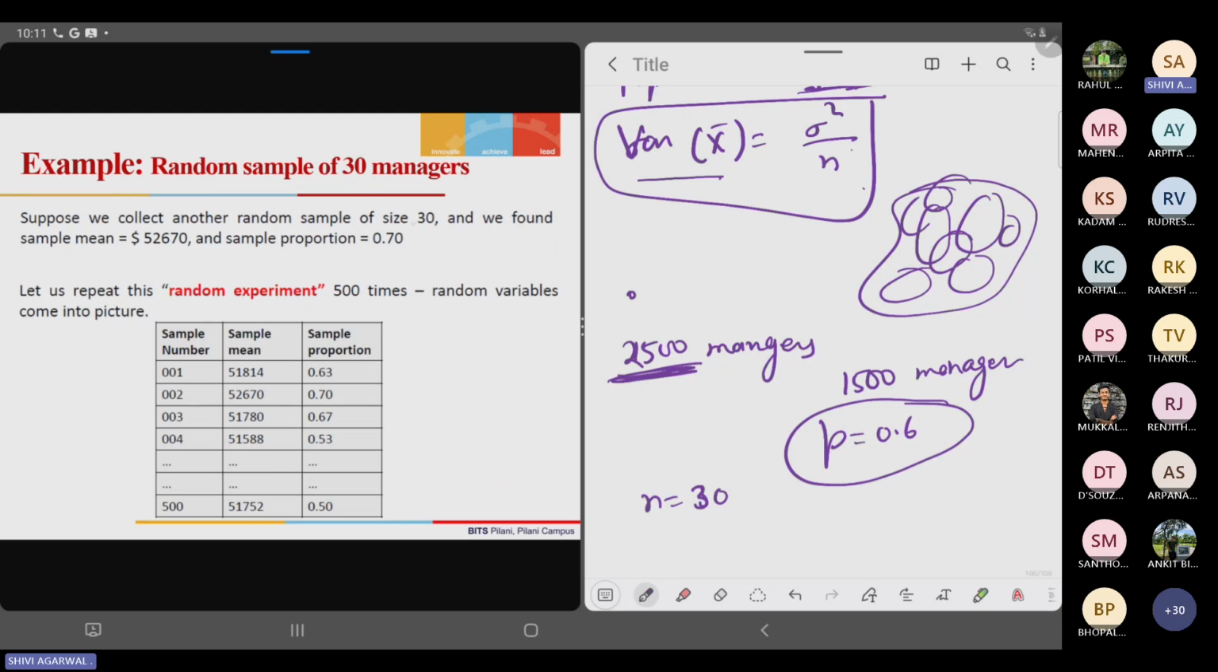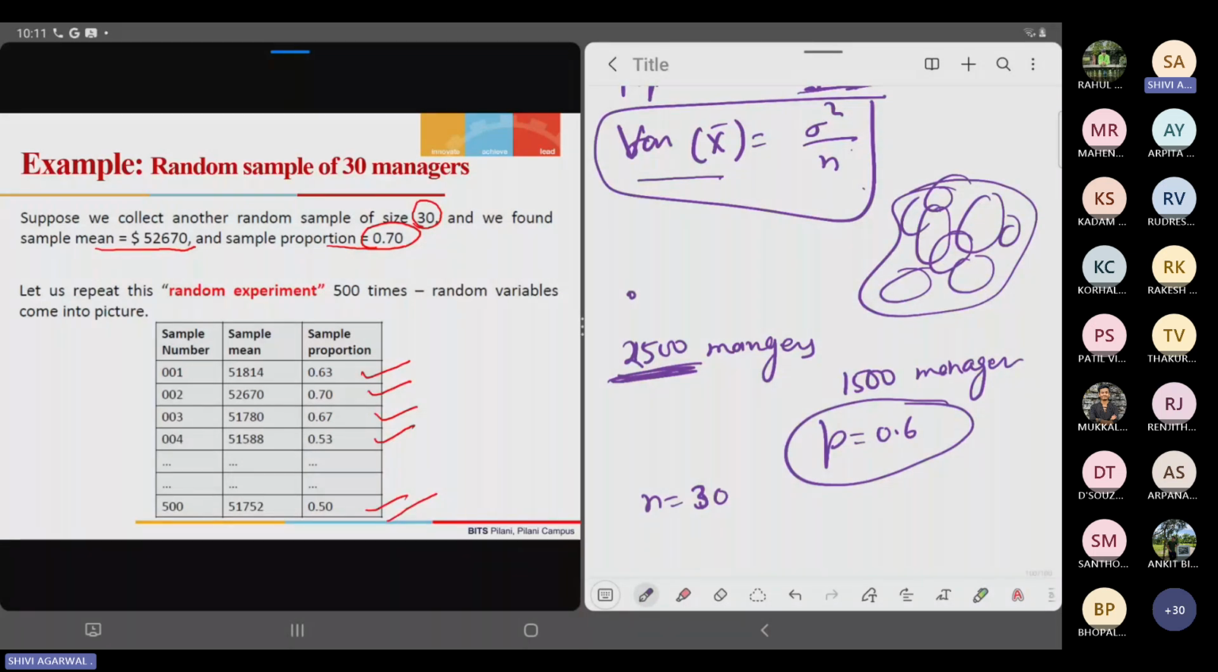So now we are taking another sample of 30 managers. This is the one sample we have taken. Now we take another sample, and we found the sample mean is this, and the sample proportion is 0.70. And we have done this so many times, 500 times. Okay, 30 managers we are taking each time. They may be the same, they may be different.